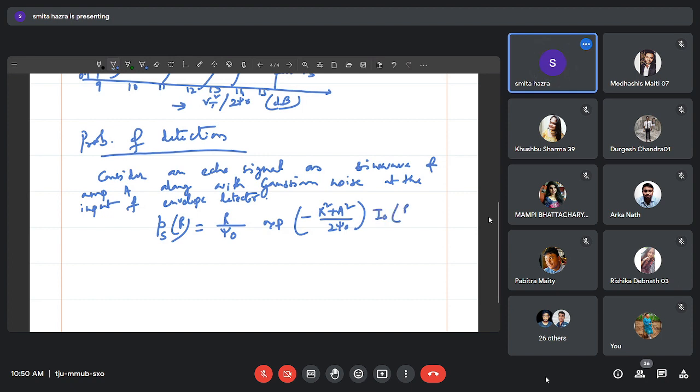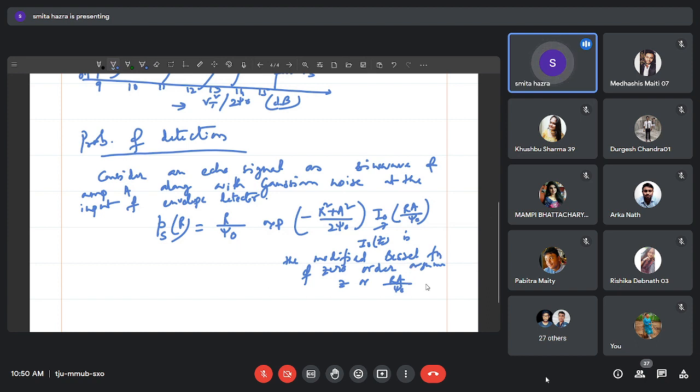Multiplied by this I0 of Z, where Z is R A by psi naught. So this I0 of Z is the modified Bessel function of zero order, with argument Z, or R A by psi naught.